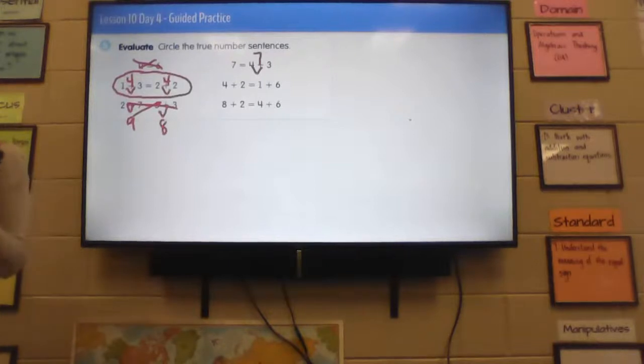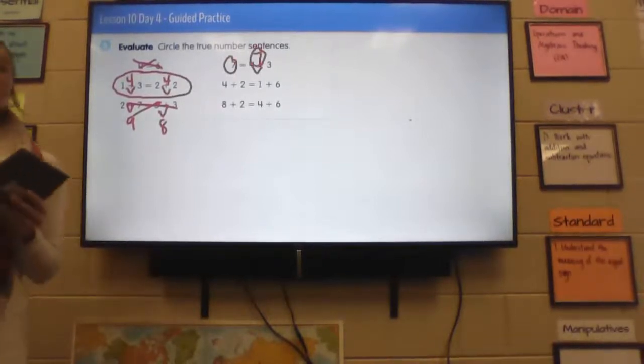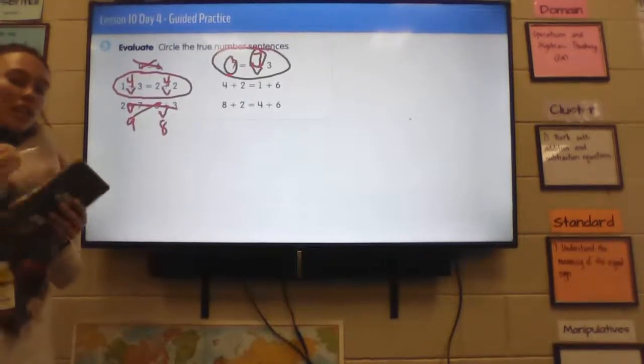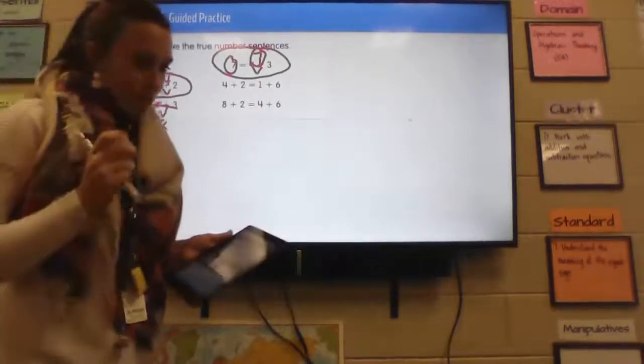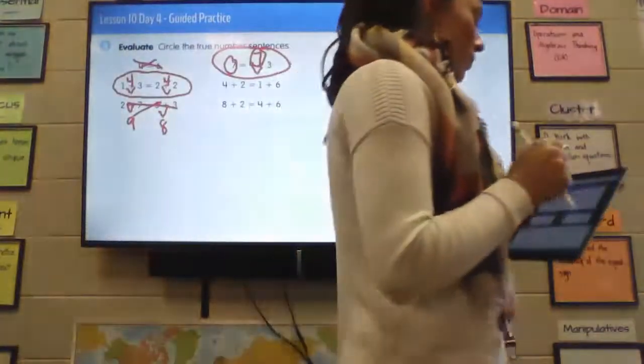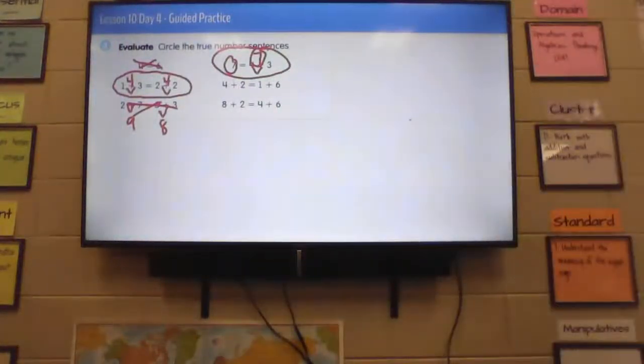Nope, on both sides I have a 7 and a 7, so that means they are equal. Circle it. All right. Let's look at the next one. 4 plus 2 is the same as 1 plus 6.